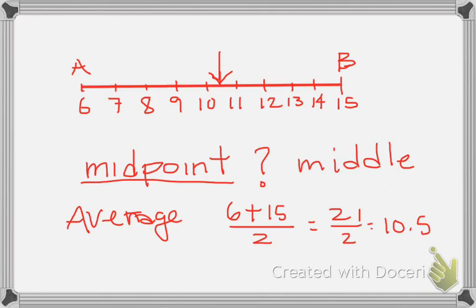Let's see if that makes sense. We can count from A, 1, 2, 3, 4 and a half, and then we can count backwards from B, 1, 2, 3, 4 and a half. So in both directions, we get a distance of 4 and a half. So this point, which we might label M, then is the midpoint of segment AB.